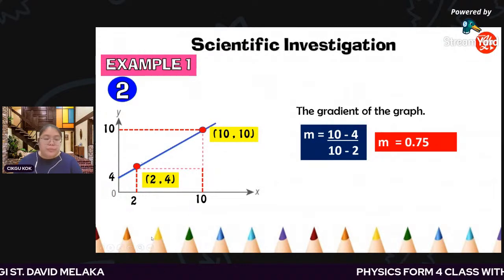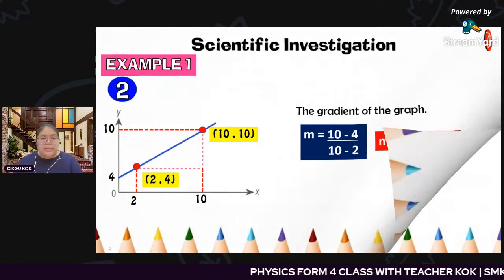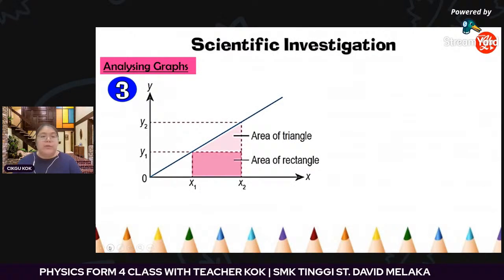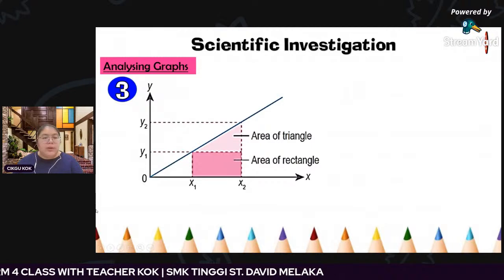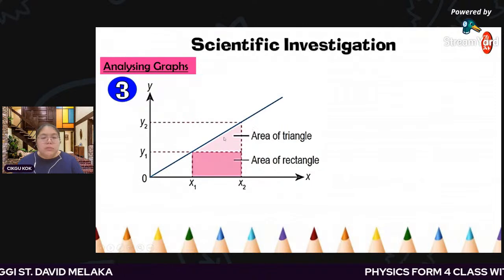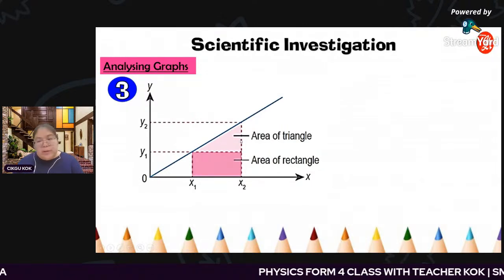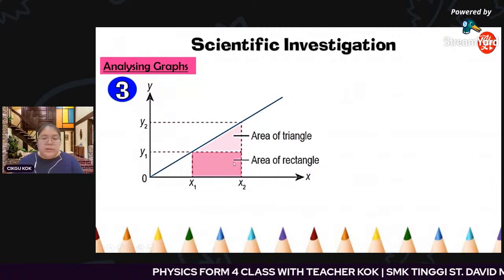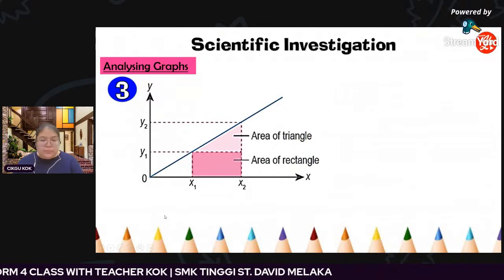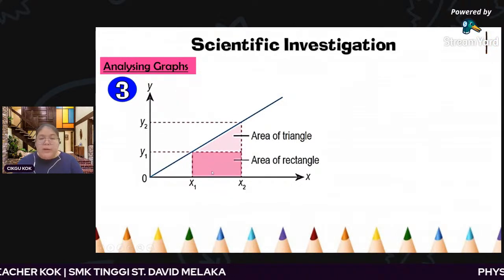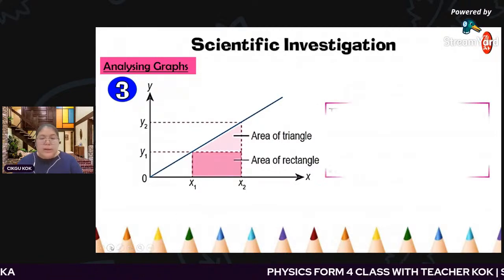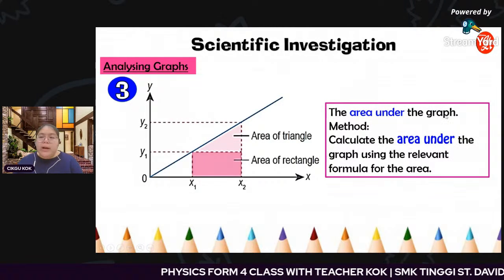Yeah, correct. Then we go to the normal example. Now we go to the third situation for analyzing. Now you can see we have a graph passing through the origin. This one is the area of the triangle. If the question asks you to find the area, this one is the area of the rectangle. Make sure you know the formula for the area of a triangle and the formula for the area of a rectangle. Now from here they explain the area under the graph.